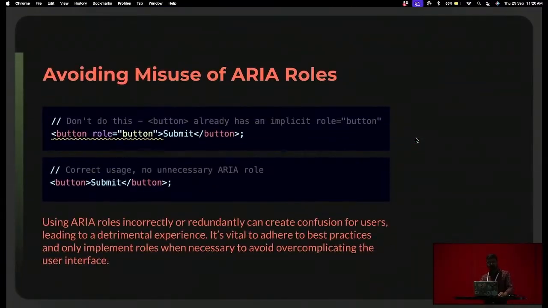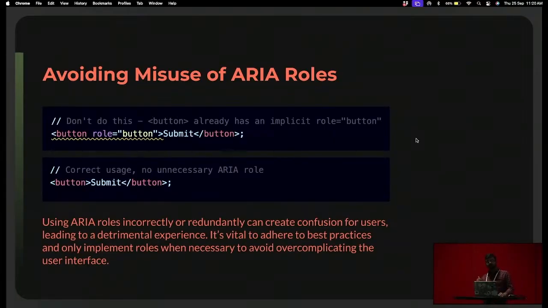As I already mentioned, try to avoid using ARIA roles. You use them only when necessary. One great example: you already declared a button element, and you have also given it a role called button. You don't have to do that, right? This is going to confuse screen readers. Since you already created a button with a semantic HTML tag, you don't have to really define it.